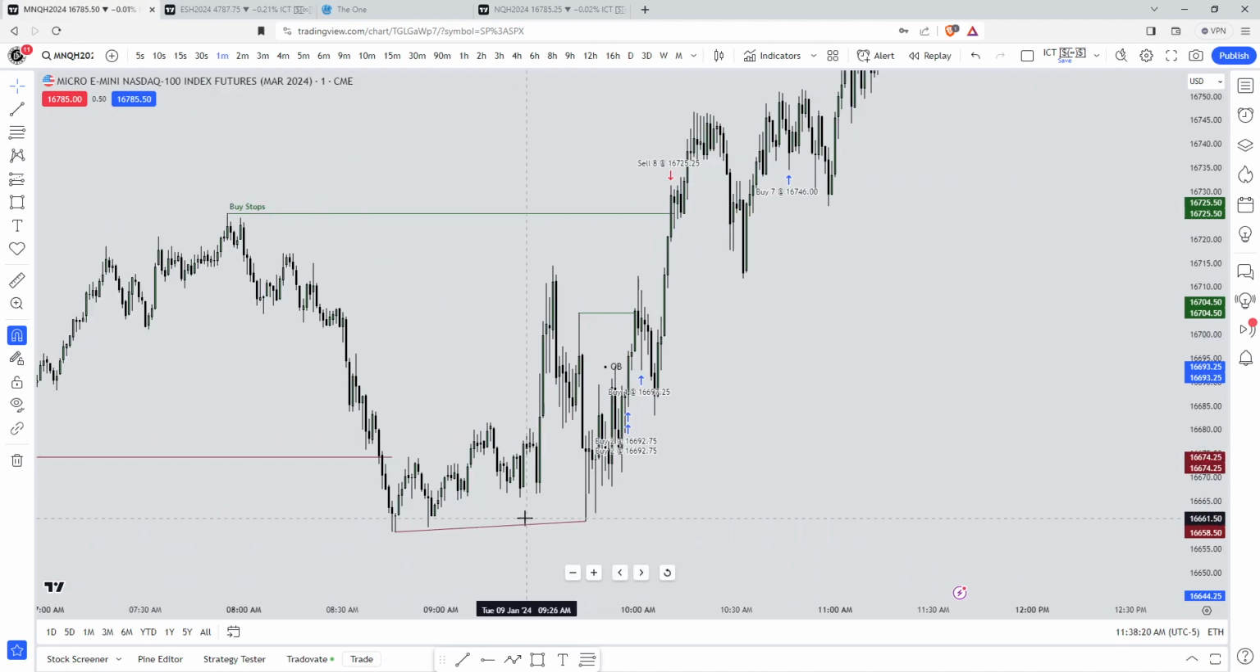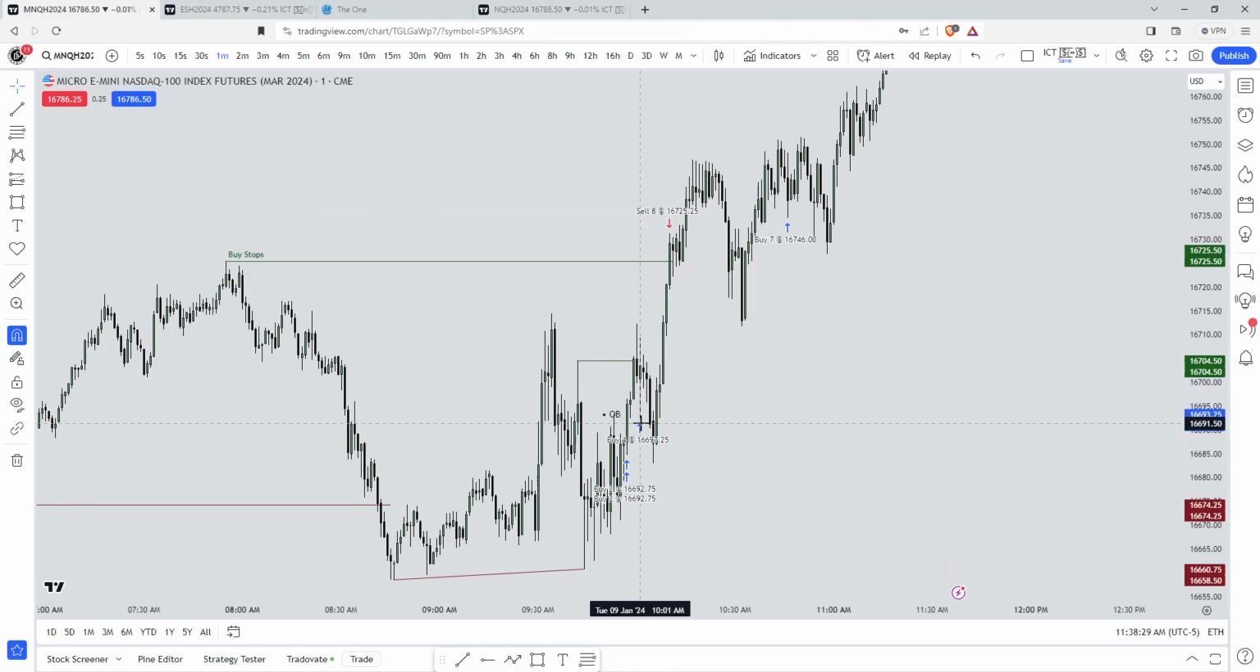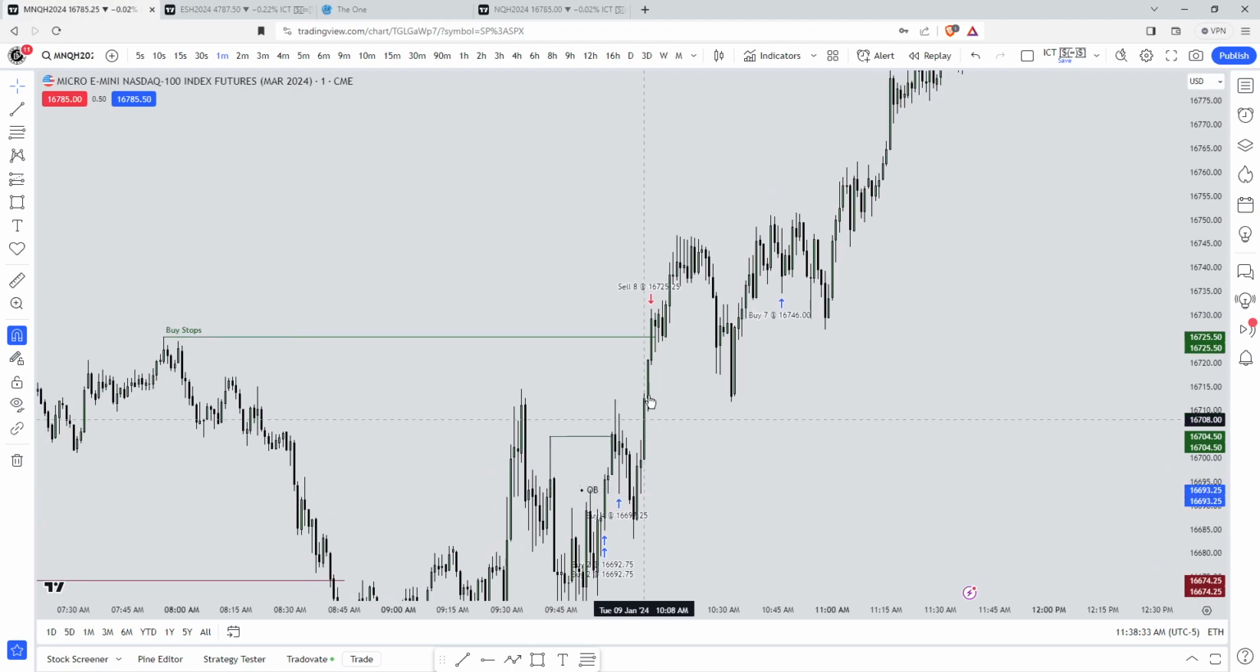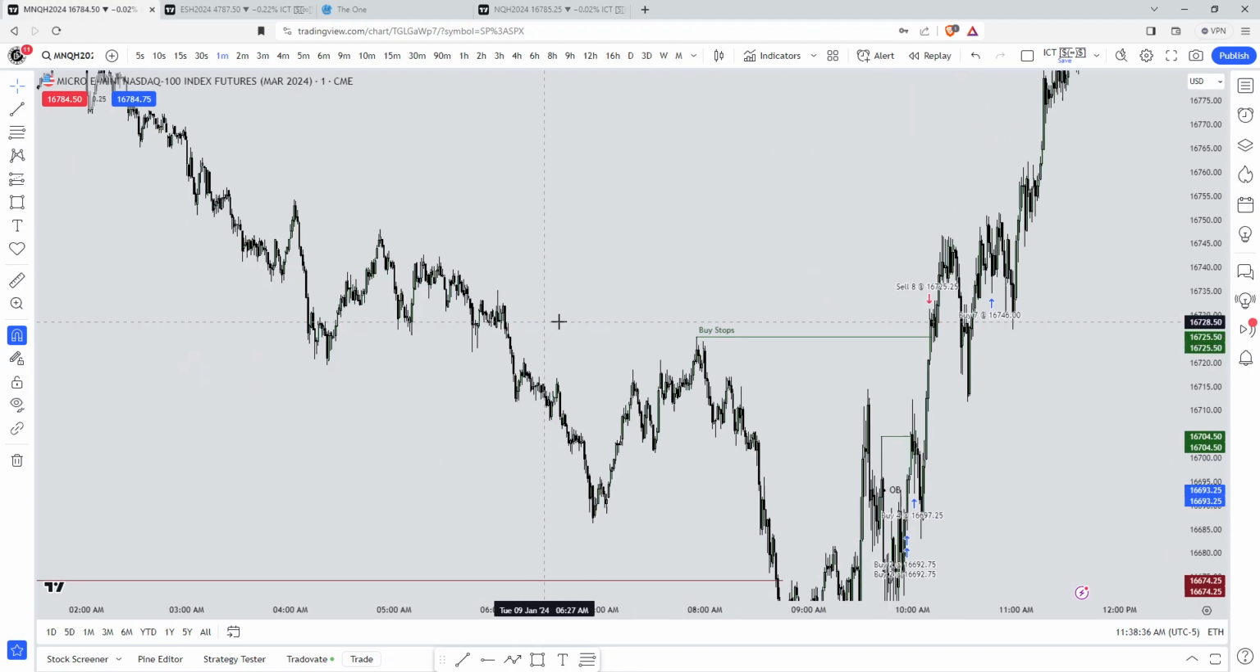It created SMT and it created a market structure shift. This is all you need. So once it does that, right, I start to buy 2 down here. Once we get more confirmation in this wick, I am buying some more, kind of pyramiding an entry there, and then I'm selling all 8 contracts right at the buy side liquidity.